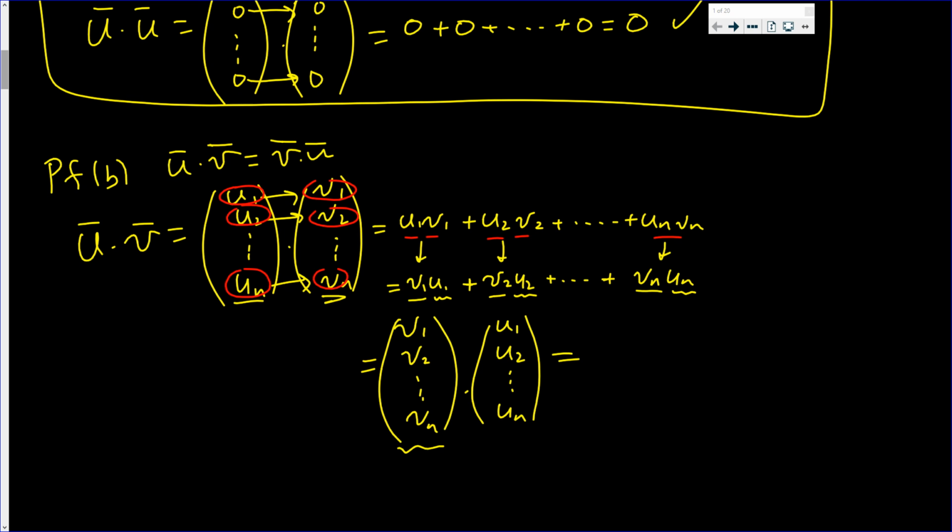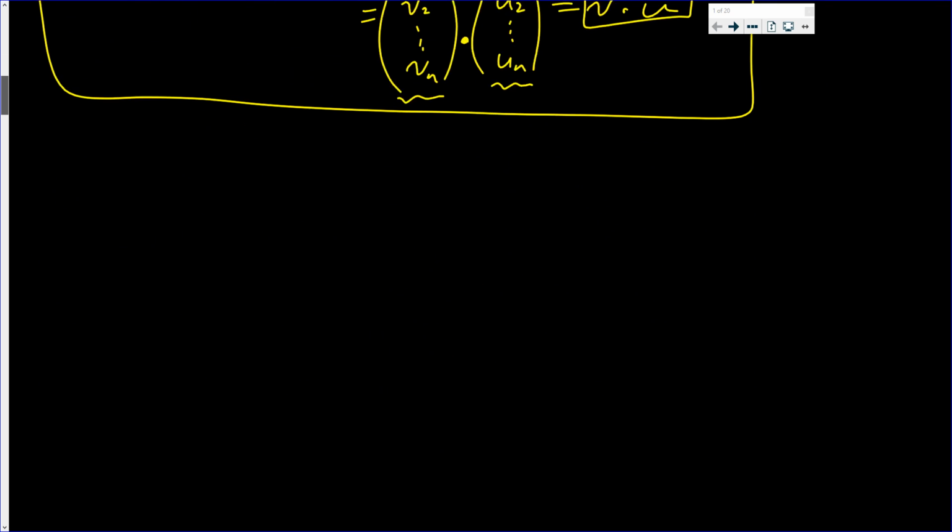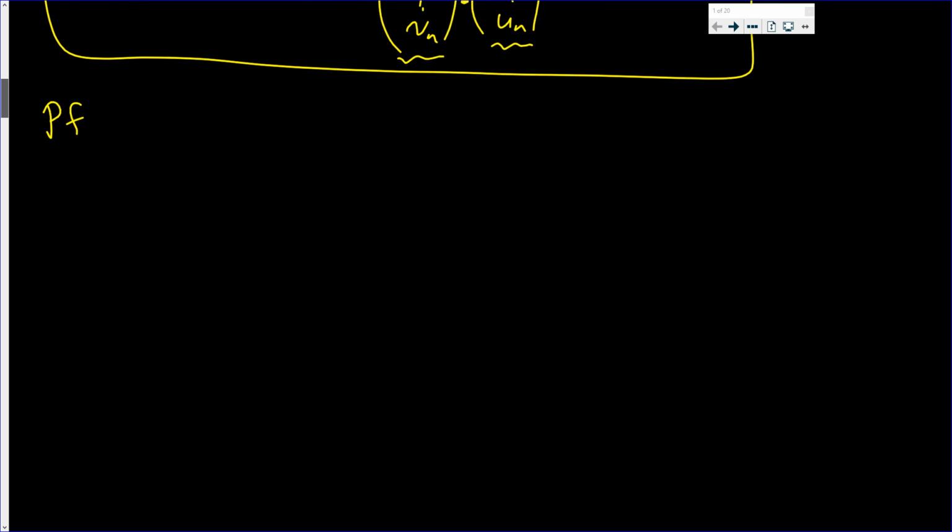But this is vector v dotted with vector u. So I showed that u dot v is equal to v dot u. Proof B is now complete. Go on to the proof for C.